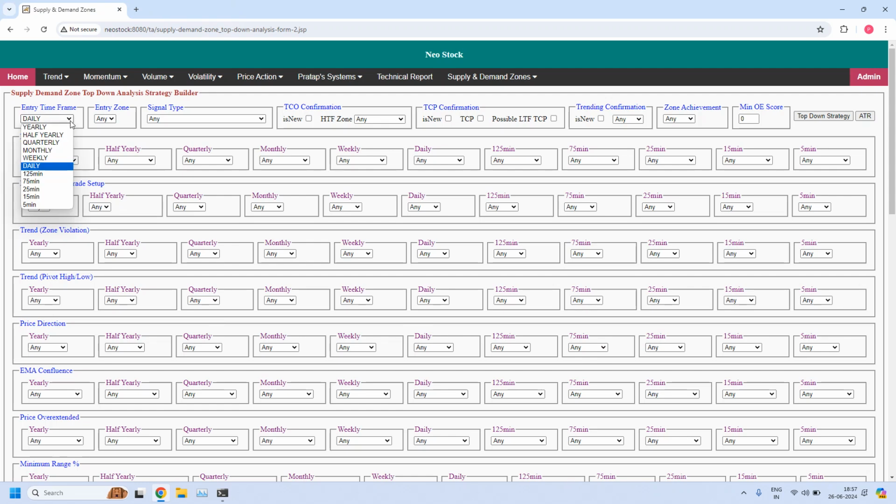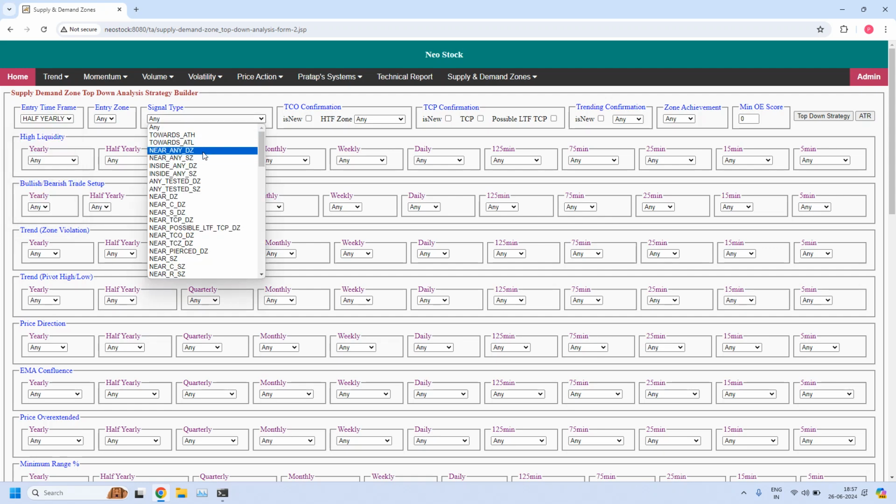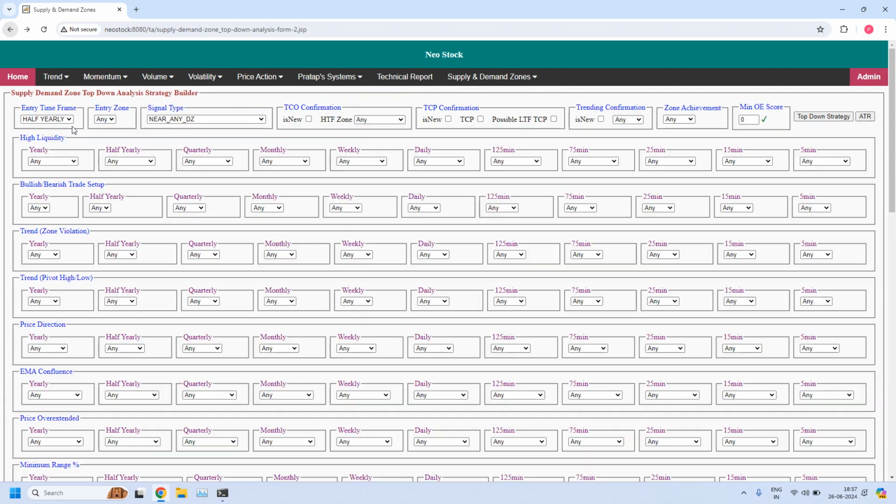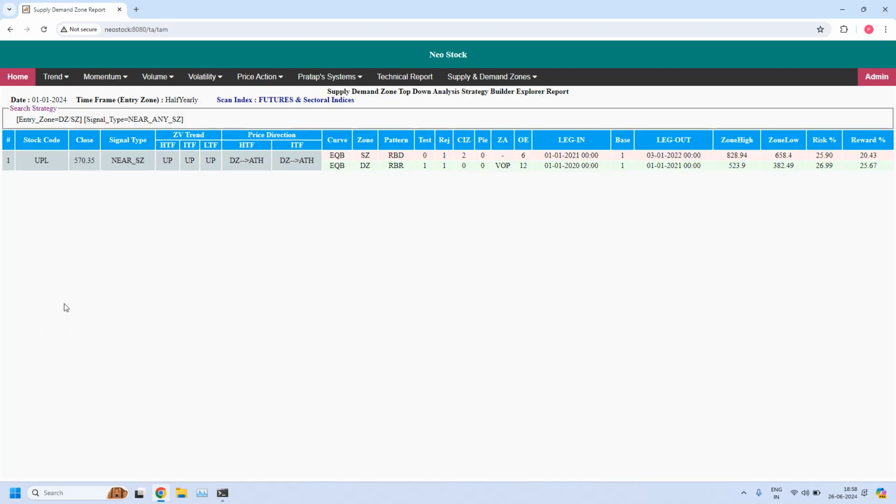So first let us find the stocks near demand zone starting from half yearly time frame. Let us find the stocks near half yearly demand zone. One stock is filtered which is near to the half yearly demand zone. So I am going back. For half yearly time frame, let me find the stocks near half yearly supply zone. One stock is filtered. I am giving you only few seconds time to watch the reports. You need to pause the video.